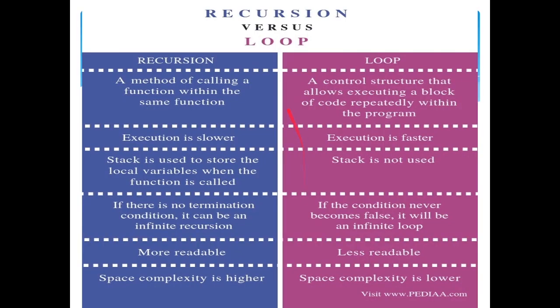Now let us learn the differences between recursion and iteration. You might be getting a doubt, right? What is the difference between recursion and iteration? In iteration, you won't have any functions, and in recursion, you have functions and function calls. What is recursion? A method of calling a function within the same function. And what is a loop? A control structure that allows executing a code repeatedly within the program.